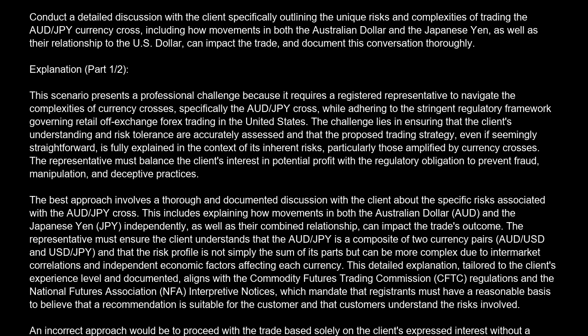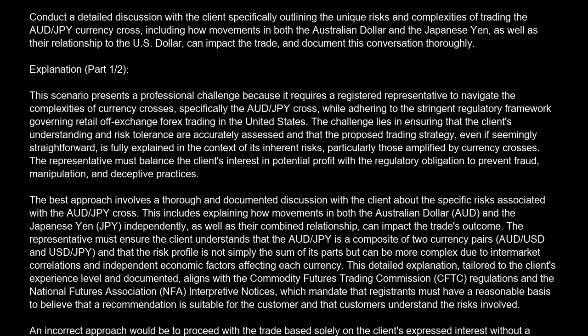The challenge lies in ensuring that the client's understanding and risk tolerance are accurately assessed, and that the proposed trading strategy, even if seemingly straightforward, is fully explained in the context of its inherent risks, particularly those amplified by currency crosses. The representative must balance the client's interest in potential profit with the regulatory obligation to prevent fraud, manipulation, and deceptive practices.